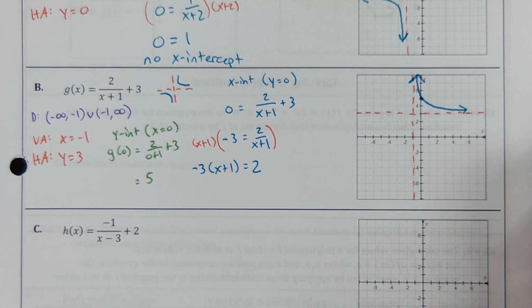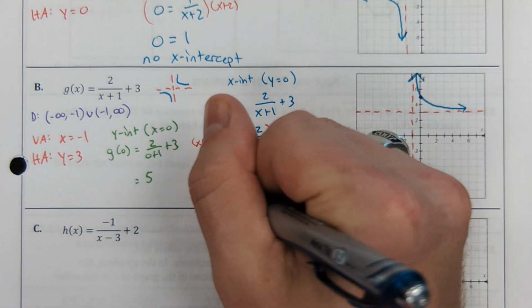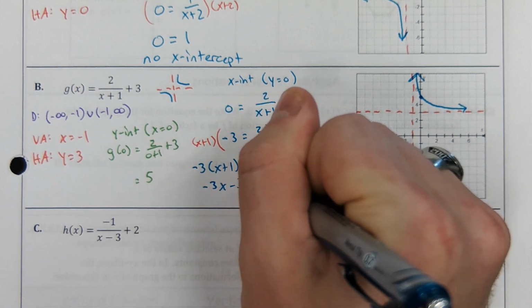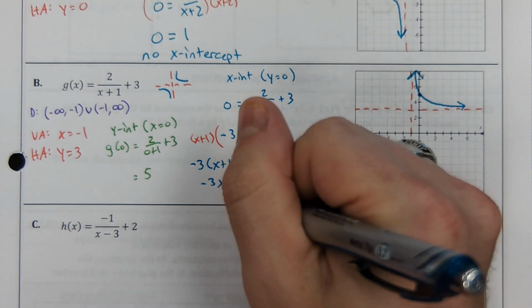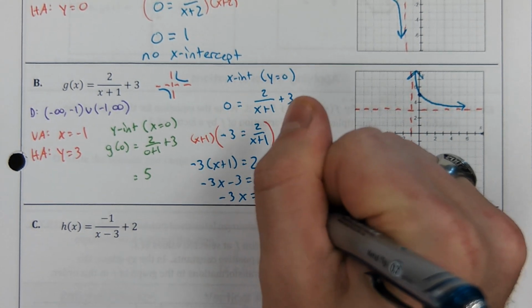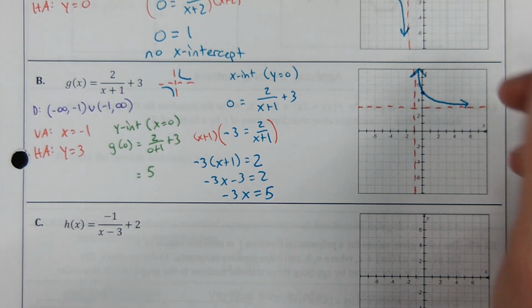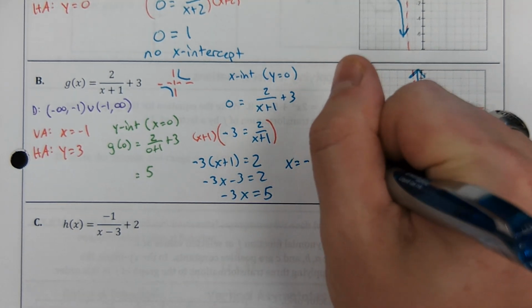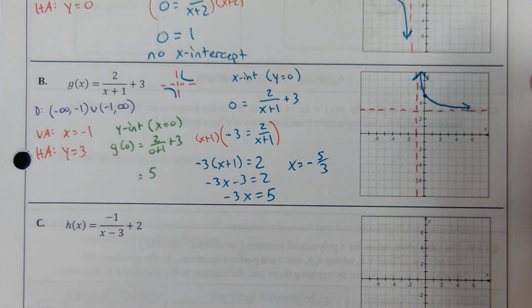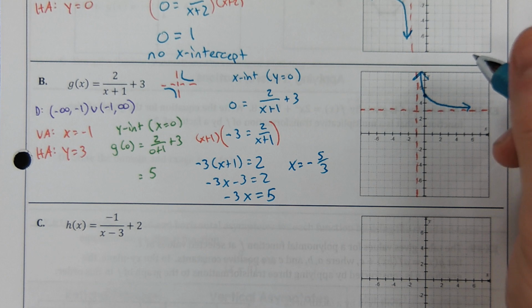Still trying to solve for x? Distribute the negative 3. I added 3 to both sides, then divide by negative 3. X equals negative 5 over 3, which is what? Negative 1.6 repeating? Did I do that math right?